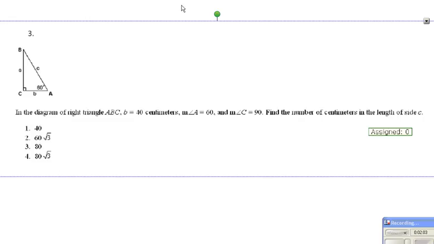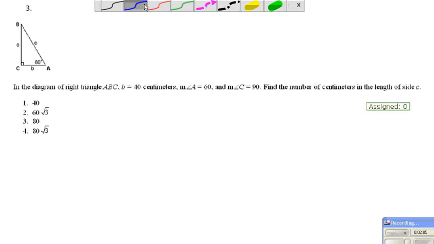All right, let us look at number 3 together here. Now in the diagram, angle B is 40, so this side is 40. That's given, in centimeters. Angle A is 60 degrees, and angle C is a 90 degree angle. Find the number of centimeters of the length of side C.